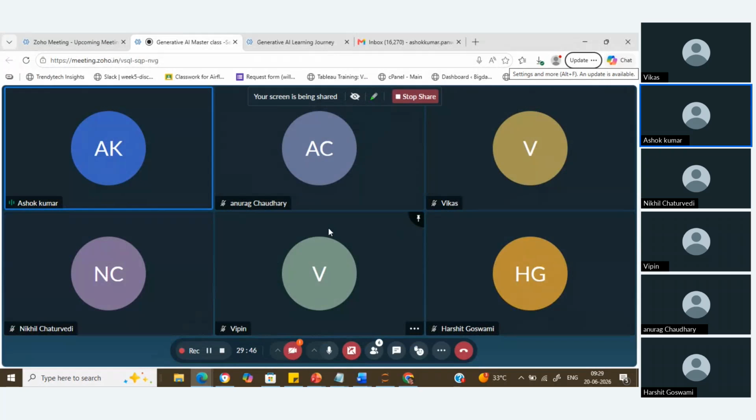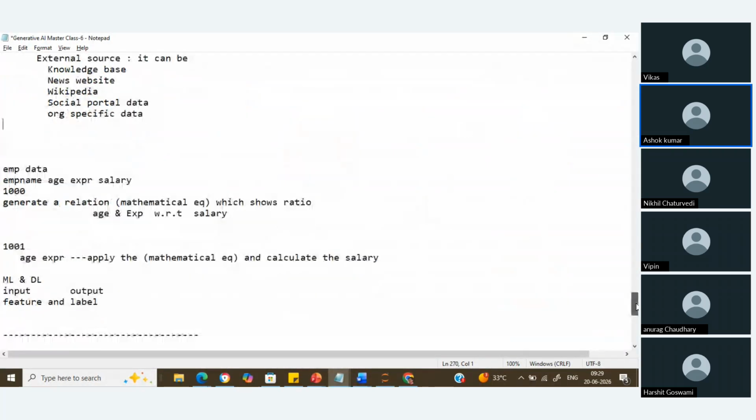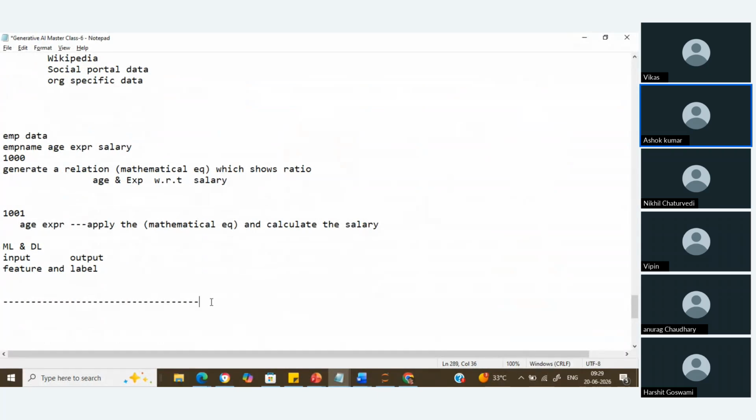Anurag, Vipin, Nikhil, Harshit, is it fine with everyone? Are you able to get it? Yes. What about you, Anurag, Harshit, and Vipin?